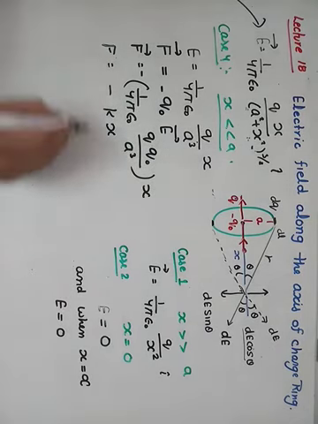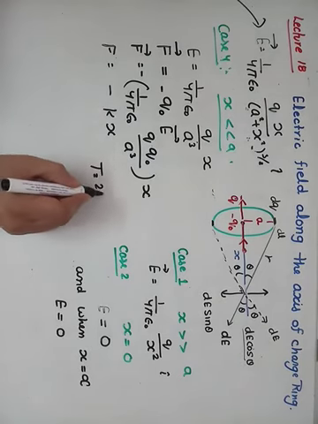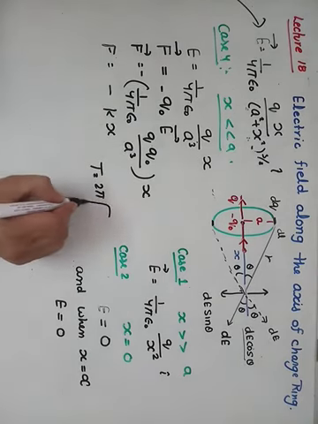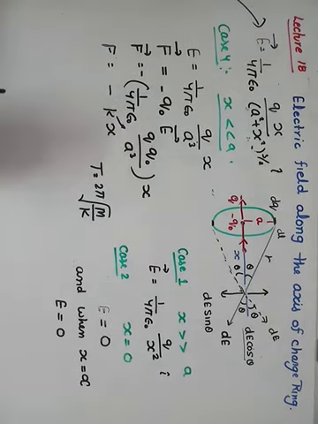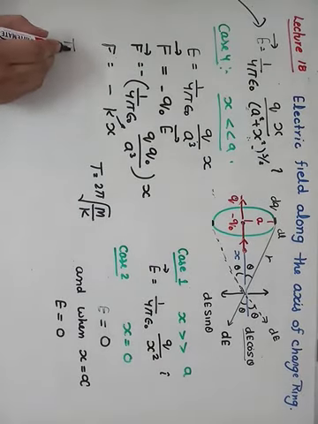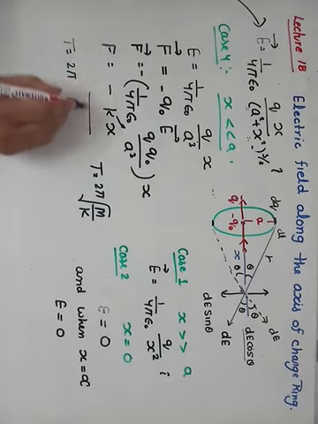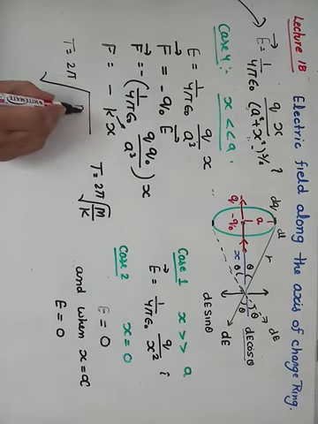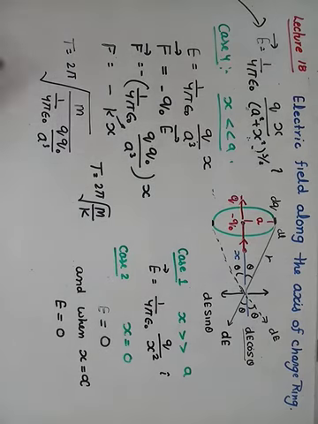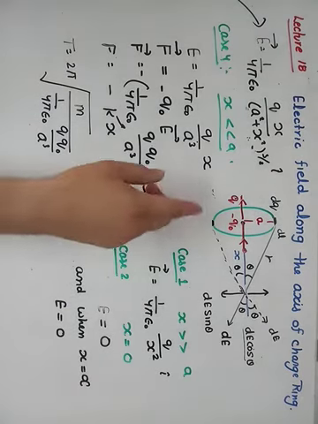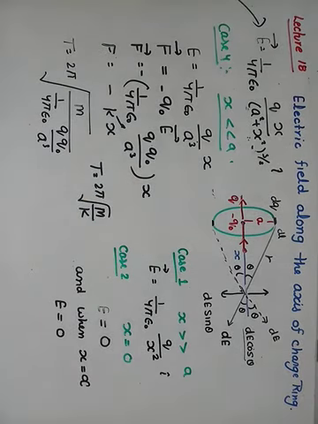The time period of SHM is given by 2 pi under root m by k. m is the mass of the q naught charge, and k is the portion in the bracket. Therefore, the time period of oscillation is given by 2 pi under root m, the mass of the oscillating body, upon k, where k is 1 upon 4 pi epsilon naught, q into q naught by a cube. This is the formula for the time period of this q naught charge executing SHM.